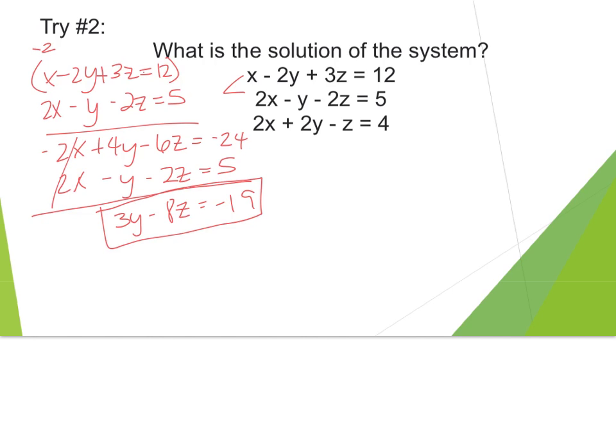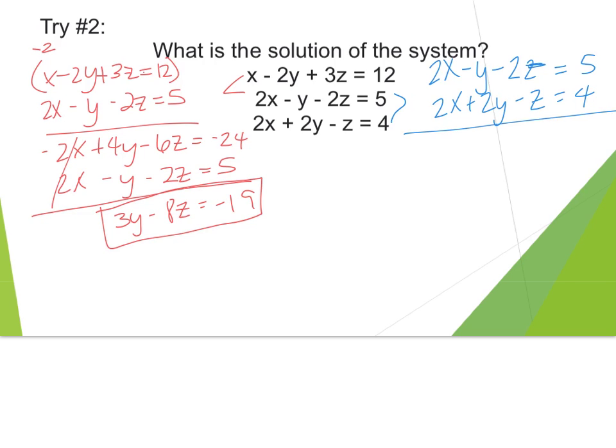All right, the next one, I need to deal with the second two. So I have 2x minus y minus 2z, equal to 5. And then 2x plus 2y minus z equal to 4.